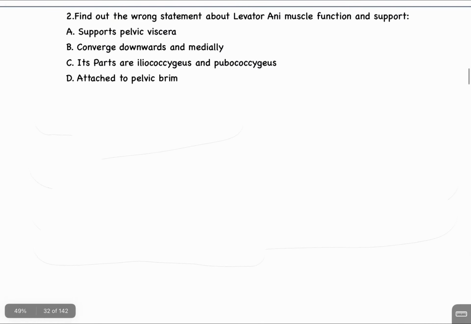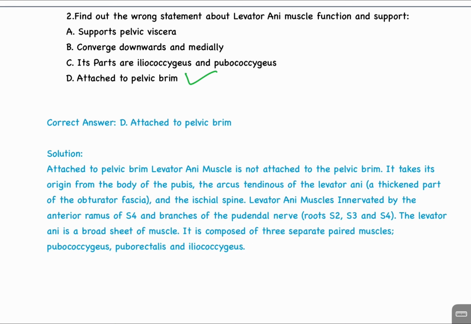Question number 2. Find out the wrong statement about levator ani muscle function and support. A. Supports pelvic viscera. B. Converges downwards and medially. C. Its parts are iliococcygeus and pubococcygeus. D. Attached to pelvic brim. इसका आंसर है D. Attached to pelvic brim.